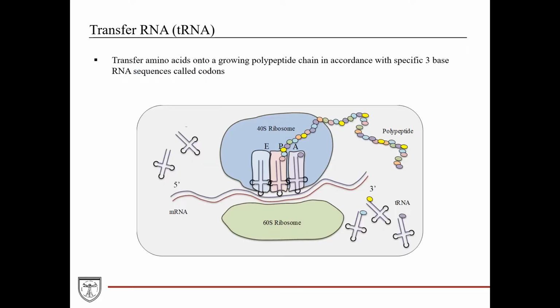So transfer RNA or tRNA, we'll talk in much more detail about these in the protein synthesis lecture, but just to give you a background, here's a tRNA here, and you can see where it carries amino acids that are in accordance with specific 3-base RNA sequences called codons. And again, we'll talk in much more detail about that when we talk about protein synthesis. So they come in here to the ribosome, and they're carrying this amino acid that corresponds to a codon in the RNA sequence. And then eventually the ribosome keeps transferring these amino acids to form a nice polypeptide chain.